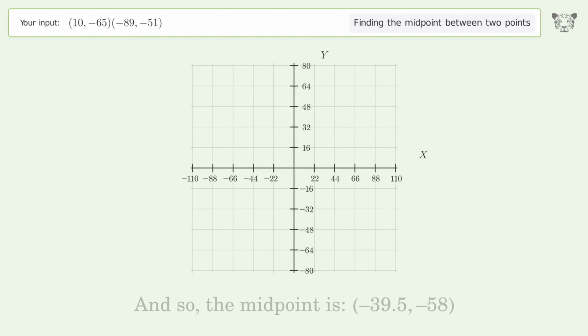And so, the midpoint is negative 39.5, negative 58.